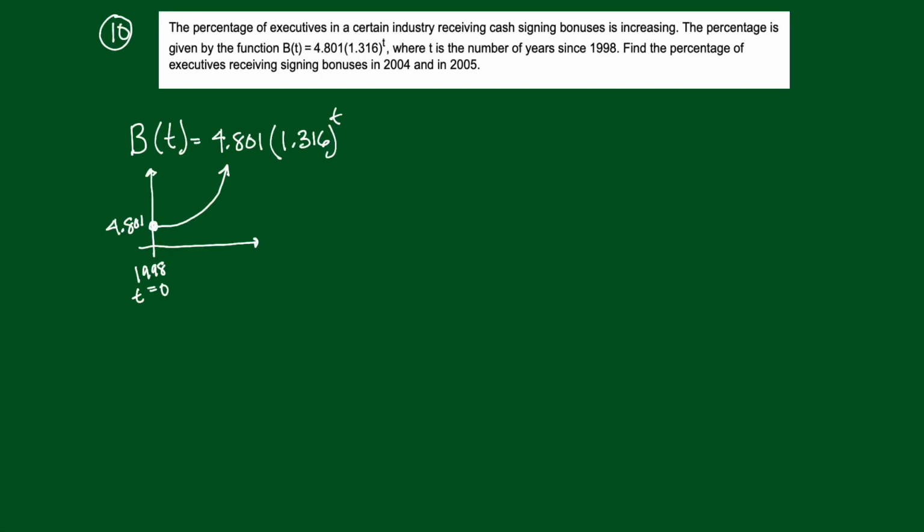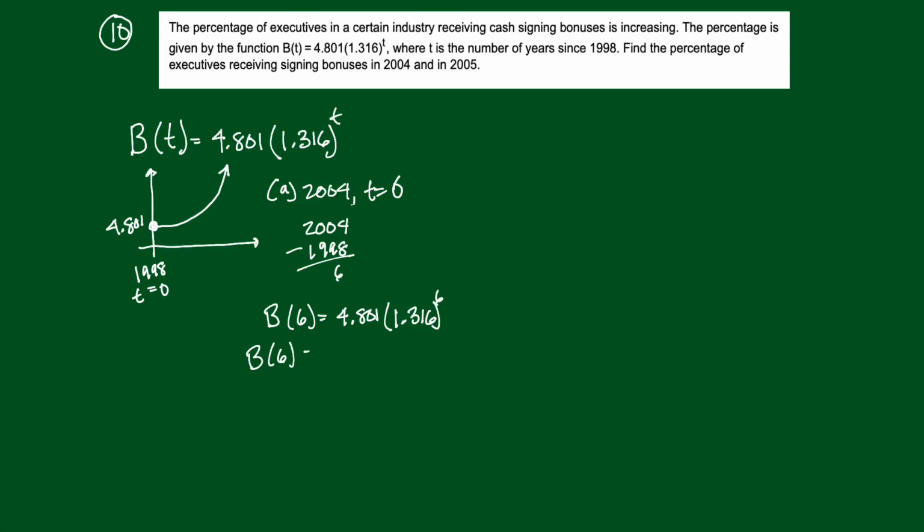Now here's what we want to know. Find the percentage of executives receiving signing bonuses in 2004 and 2005. Okay, so in 2004, t is equal to 6, and here's how I'm getting it: 2004 minus 1998, that's 6. All right, so let's put 6 into our function. We will get b of 6 is equal to 4.801 times the quantity 1.316 to the 6th.